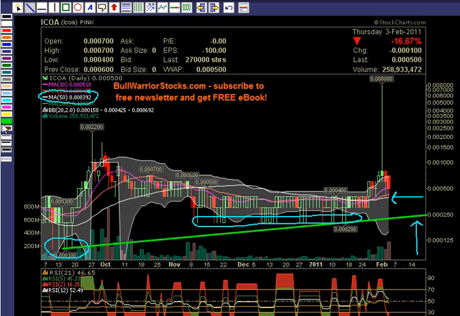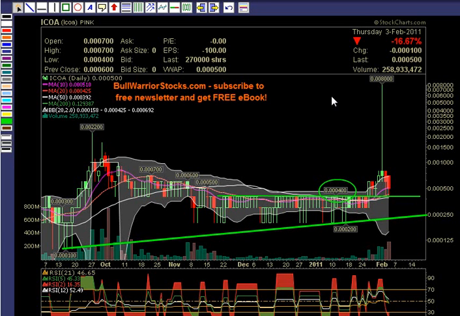And then of course you look here and you can see just a bunch of times where it acted as resistance, and now that the price is above it, we want to see the price stay above it. So right here, 0004, that's going to be a key level of support that we really do want to see the bulls be able to hold.